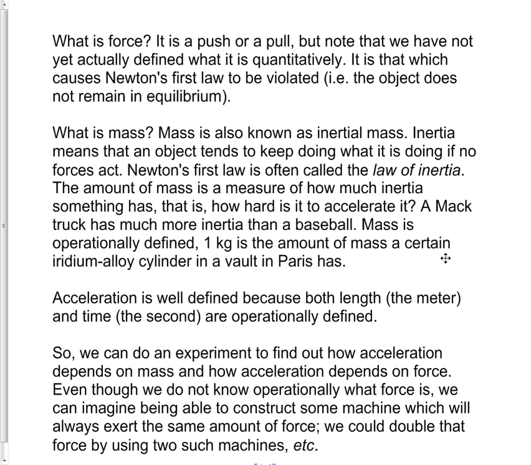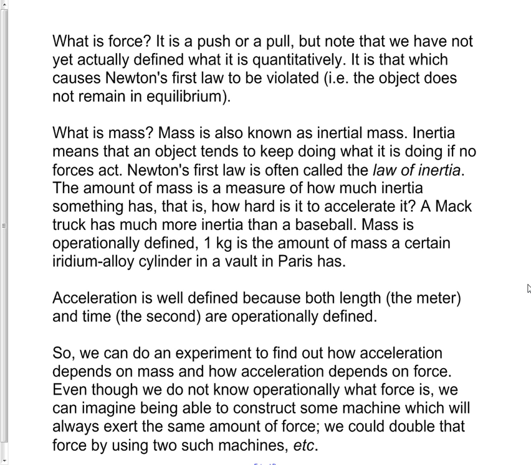What is a mass? Well, mass is well defined. Let's talk a little bit about what mass is. The kind of mass we're talking about here is called inertial mass. Inertia, as you probably know, means that an object tends to keep doing what it's doing if no forces act. So it's basically Newton's first law, and therefore you will often see Newton's first law referred to as the law of inertia. The amount of mass that an object has is how much inertia it has.